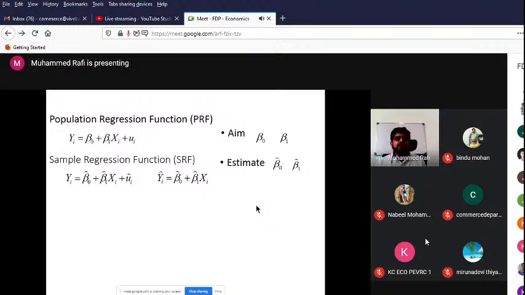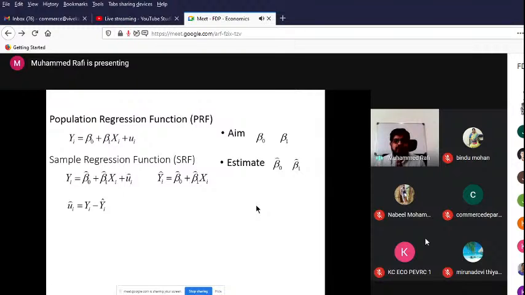Now, we would like to have our estimated value as close as possible to the actual value, or it should represent the actual value. So we would like to reduce the error. The error is nothing but the difference between the actual value and the estimated value.